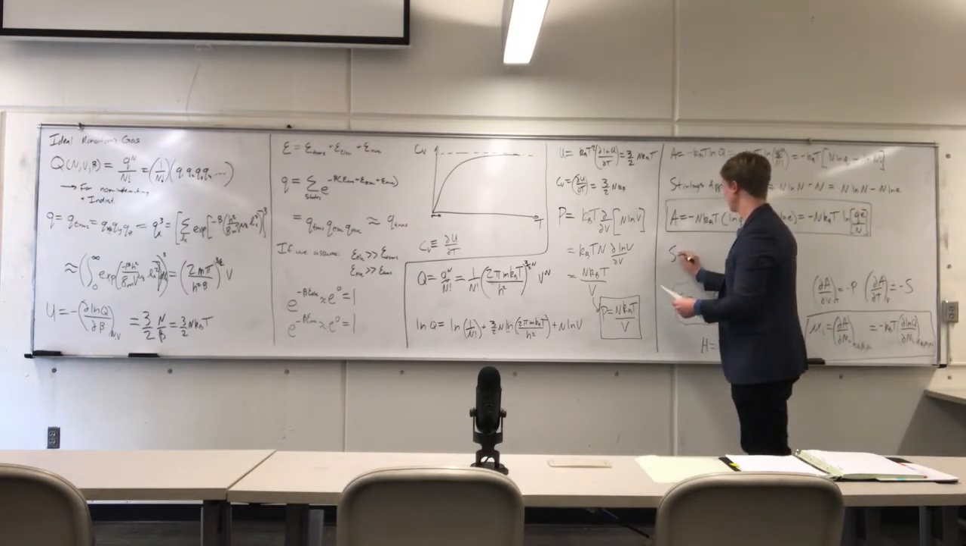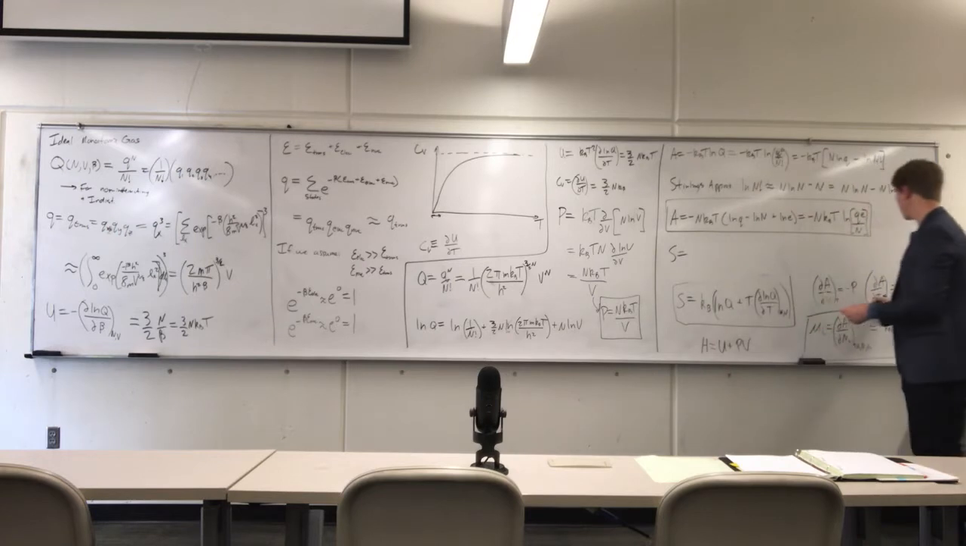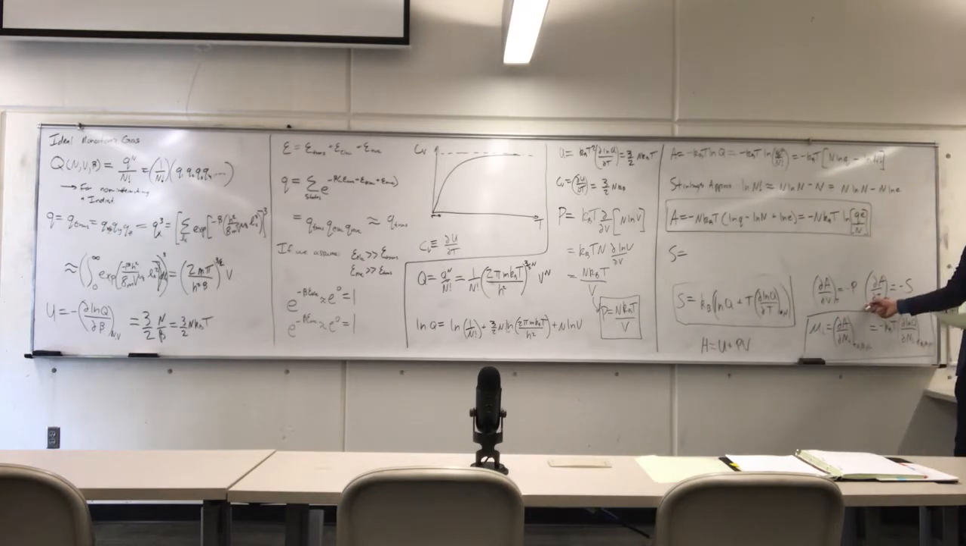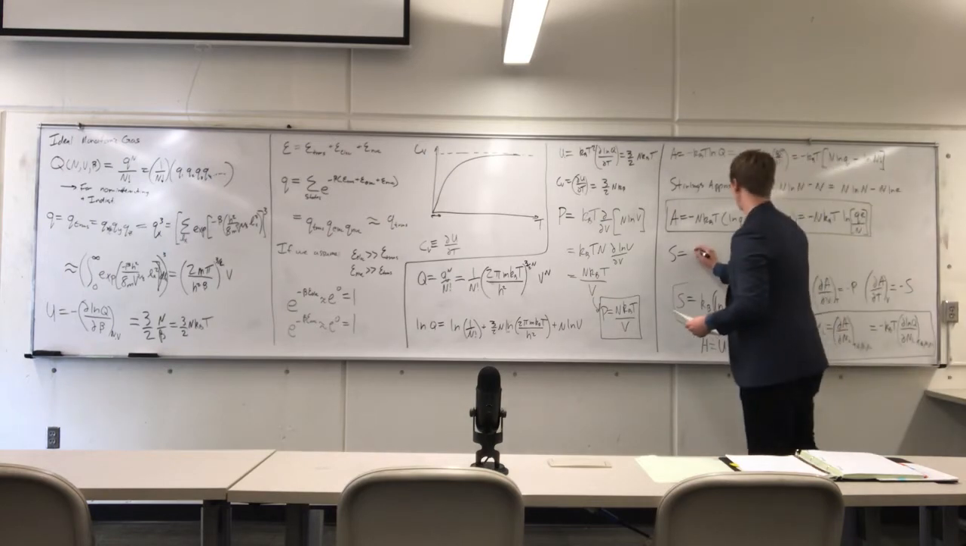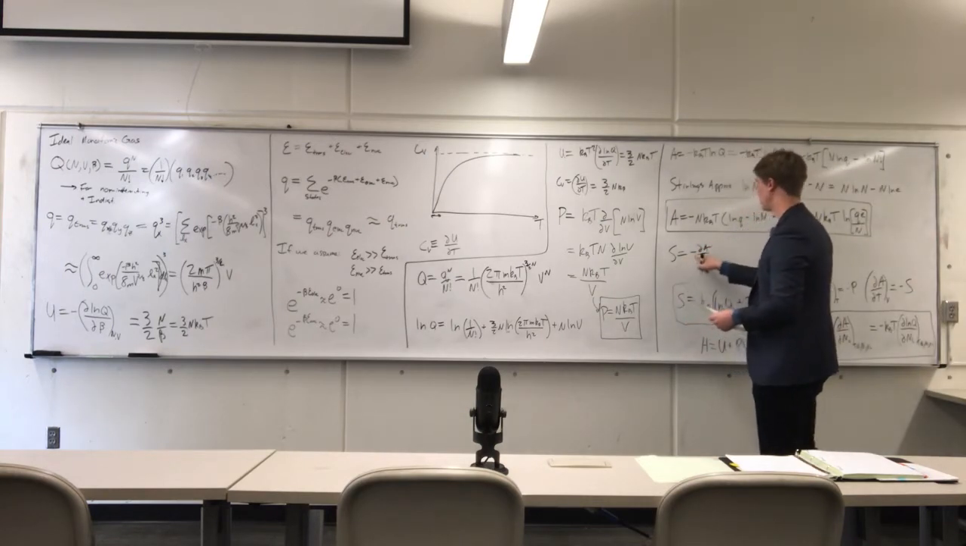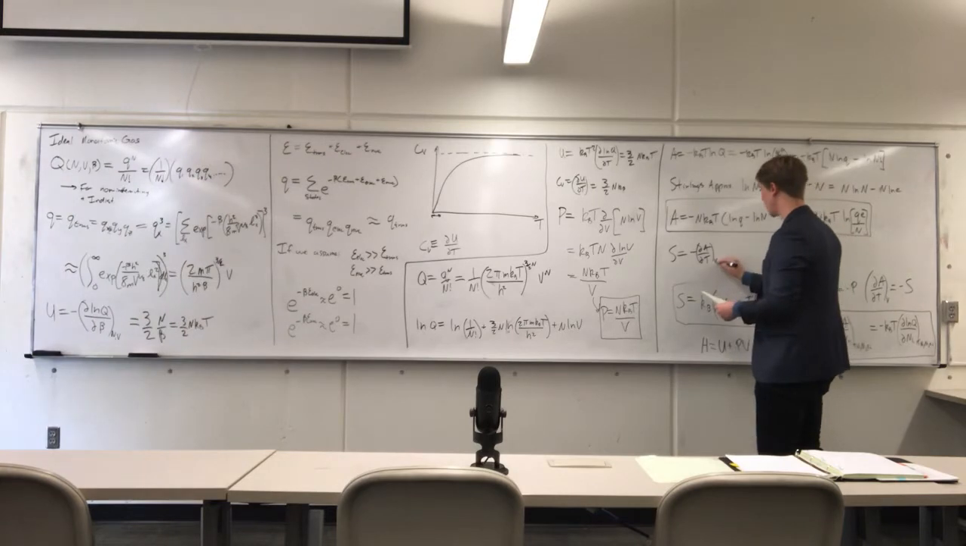The entropy. Again, we're going to cheat. We're going to use our classical thermo terms right here. We're going to say that the entropy is equal to minus the rate of change of the Helmholtz energy with respect to temperature, holding N and V constant.